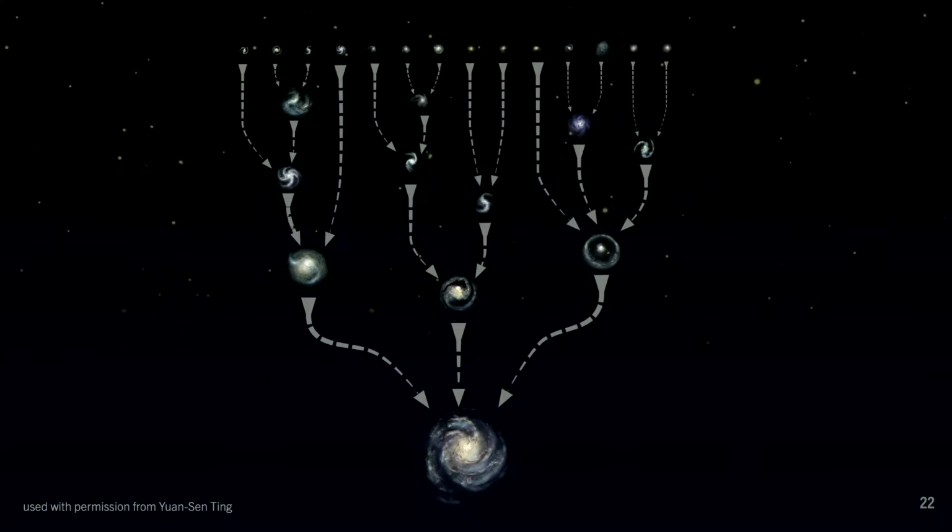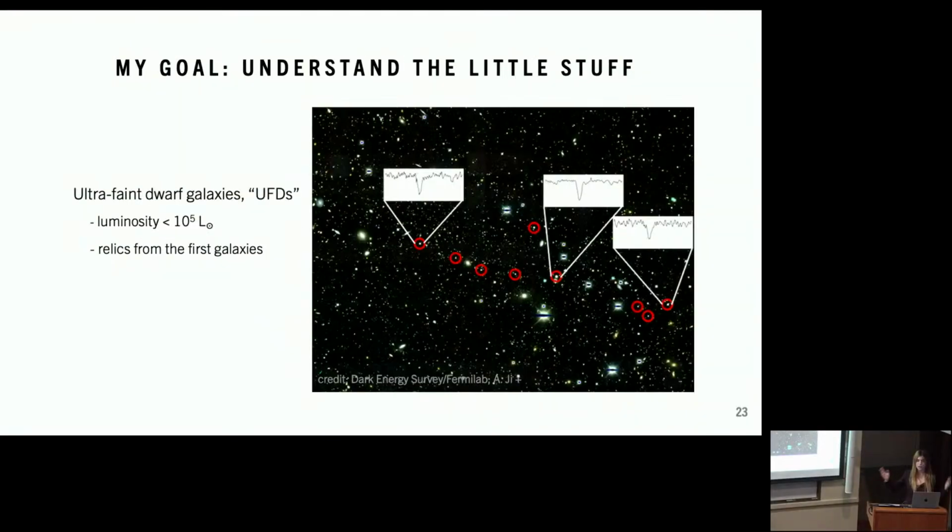That is something that we expect from simulations, but in reality, we don't understand those little galaxies that well. They're really hard to study. They're little, they're old, they're small. So that has been my goal throughout my PhD, and something I'm working on now as well, is to understand the little stuff in the history of the Milky Way. The little stuff, in technical terms, is called ultra-faint dwarf galaxies, or UFDs.